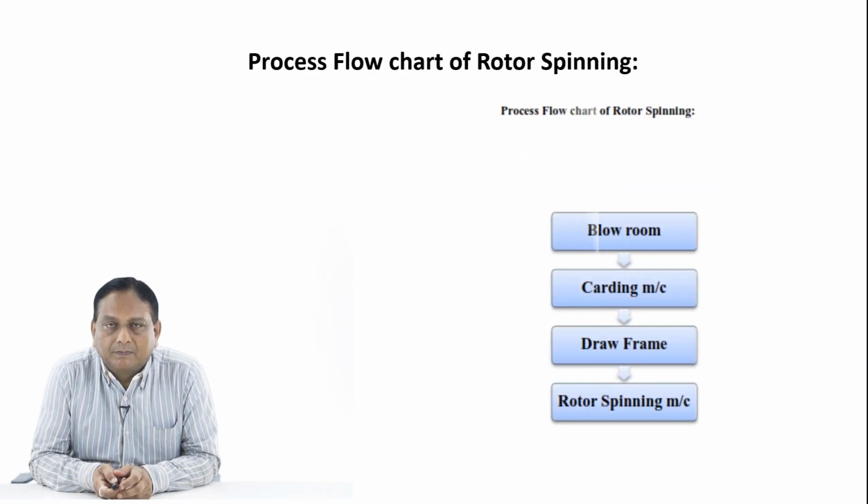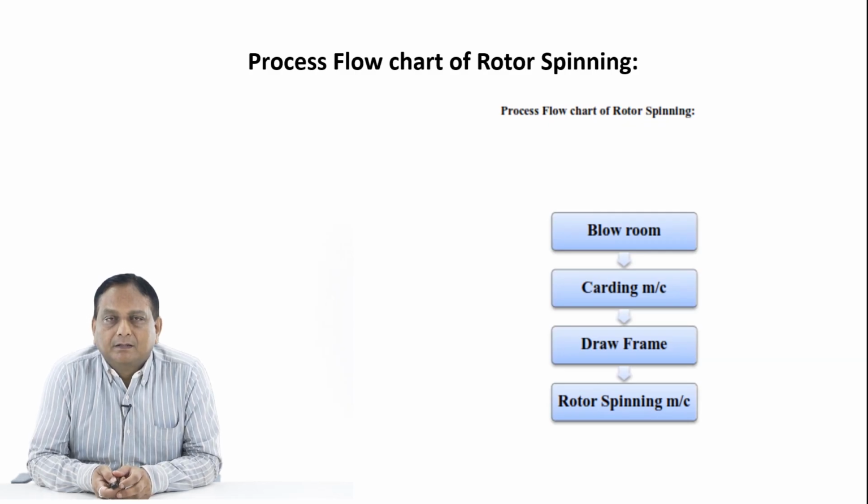Now if you see the rotor spun yarn, it is a very simple process. The blow room, carding machines, then draw frame, and there is no use of any simplex, you can see, roving is not there. So directly those draw frame materials are fed into the rotor spinning machine. So that's why production is also very high in case of rotor spun yarn, and the rotor spinning process is also very simple compared to the ring spun yarn.